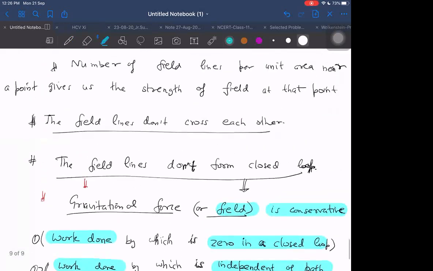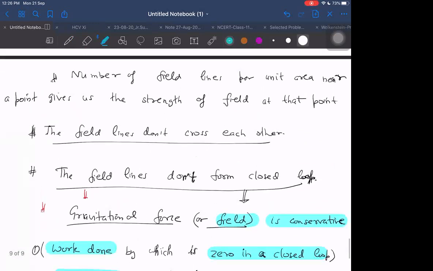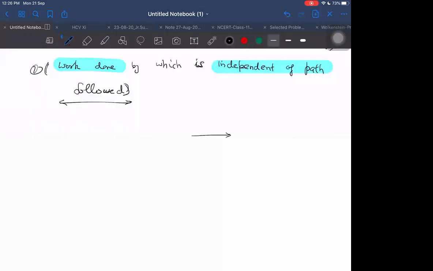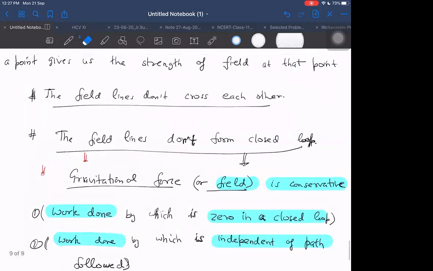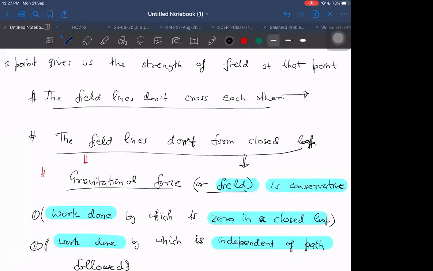So now, one more thing we can say: field lines cannot suddenly change direction, coming and suddenly taking a sharp turn. That is not possible. There will be a curve only, not a sharp turn. Because if there is a sharp turn, then at a point there can be two forces, one pointing along x, another pointing at some other angle. That is like two field lines cutting each other, and they cannot cut each other. They cannot form a sharp turn.